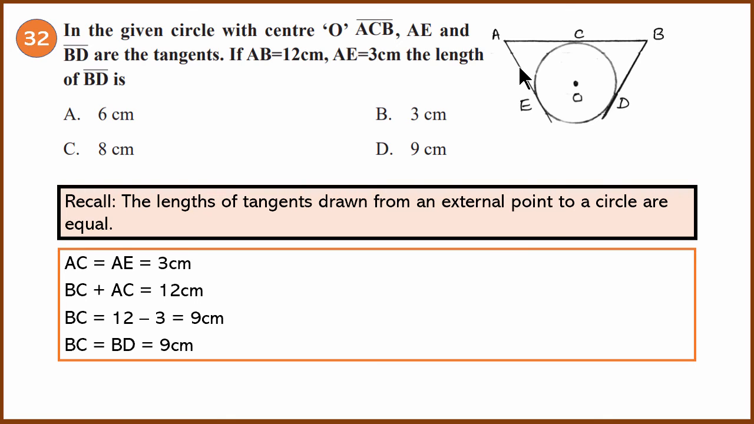Why? AE is 3 centimeter, AC and AE are tangents from A. They are equal. So, this is 3 centimeter. Next point. BC and AC is 12 centimeter? Yes, because they are part of this line and that line is 12 centimeter. Which means BC equals 12 minus 3, 9 centimeter. Why? AC is 3 centimeter, hence that has to be 9 centimeter. BC equals BD, 9 centimeter. If BC is 9 centimeter, BD has to be 9 centimeter because they are tangents from point B.